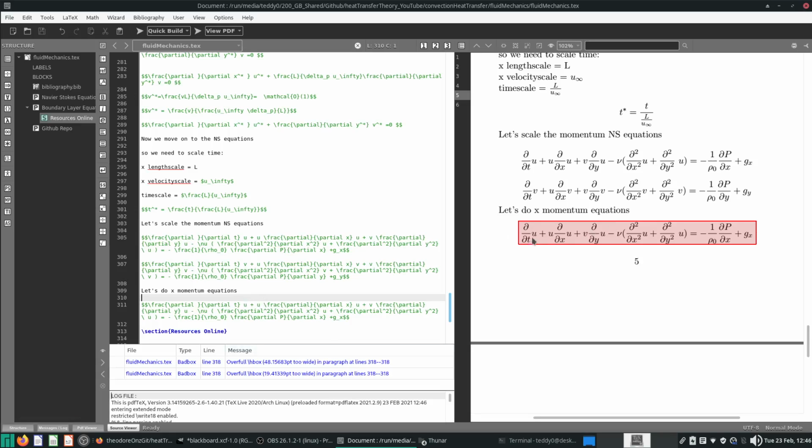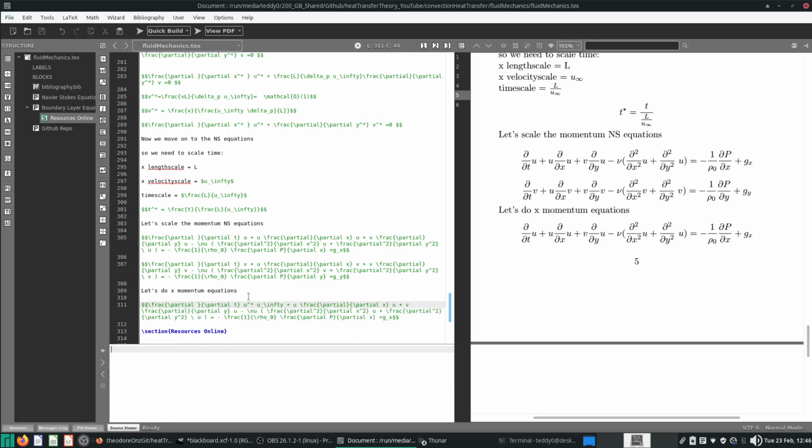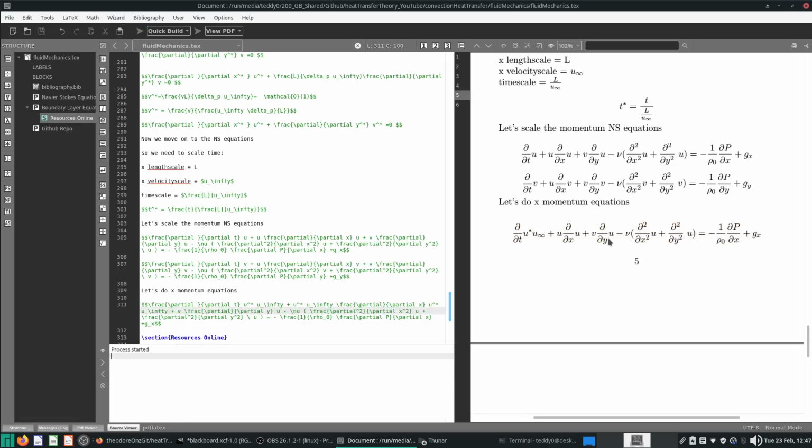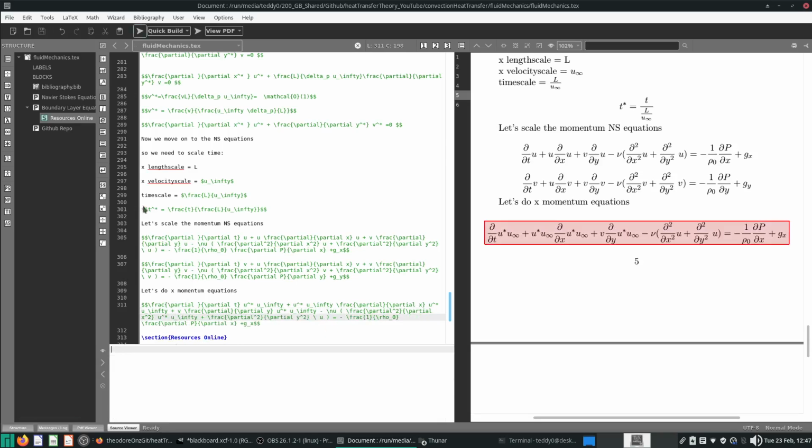Alright, so let's start with this u. This u will be u star into u infinity. Let's see where I can copy and paste all of this. So we'll need to do many times u star u infinity here. Then I'll try to just replace every single bit of that. Okay, this one here and this one here. The rest should be okay.